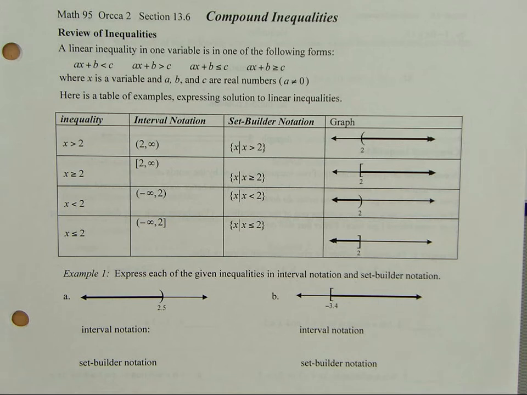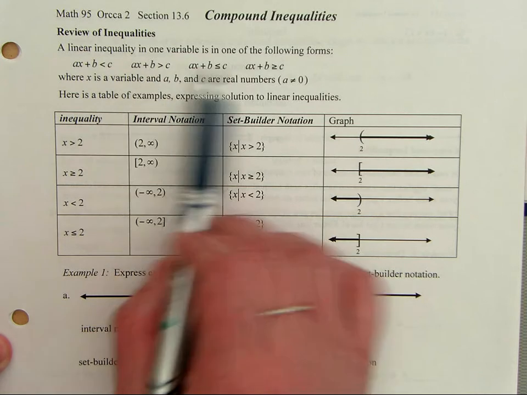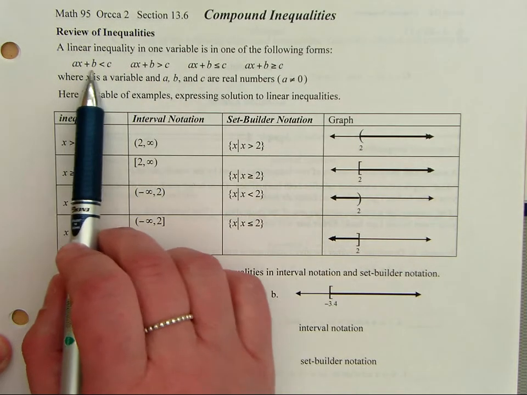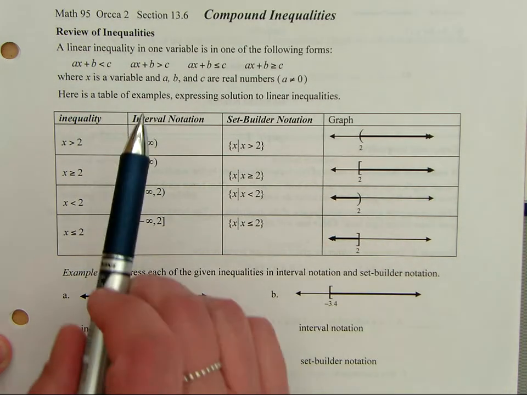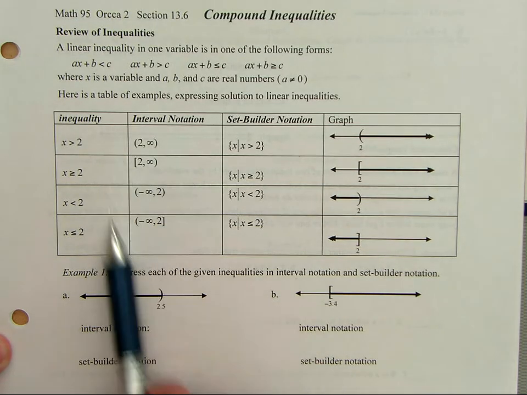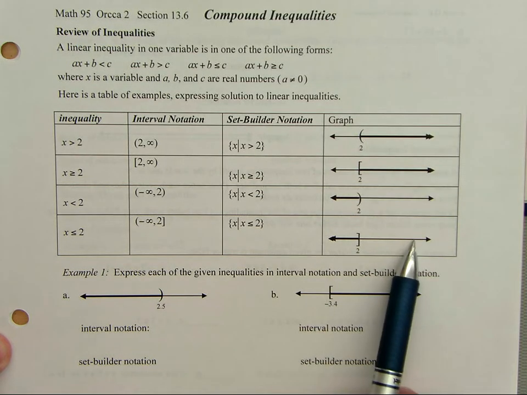Okay, in this lesson we're going to look at compound inequalities. So just a little bit of review here. We have linear inequalities in one variable that look like this. The difference between this and an equation is that we have an inequality, right? We're using inequality signs. And then we're going to be reviewing our interval notation and set builder notation and how that looks on the graph.